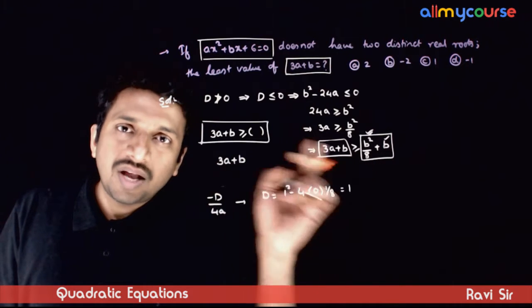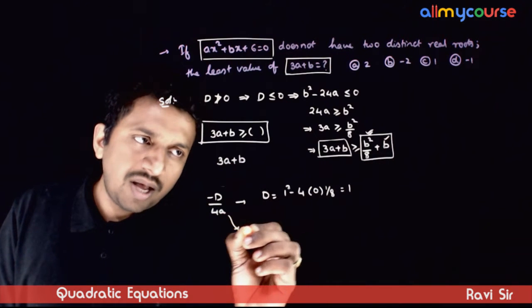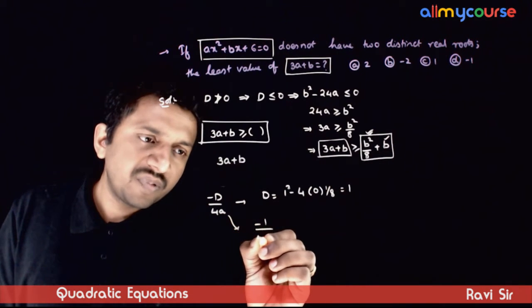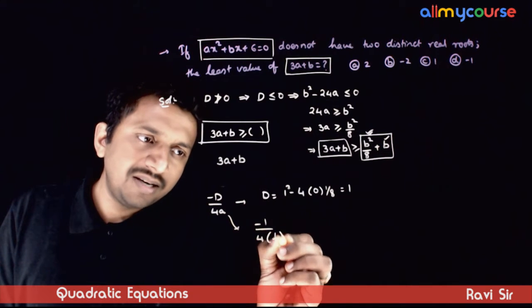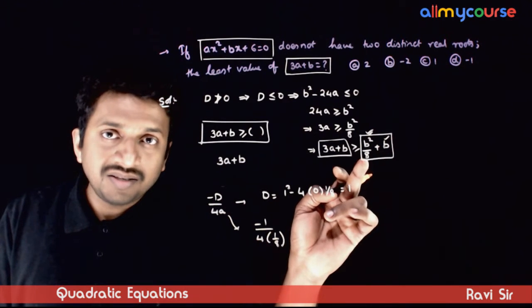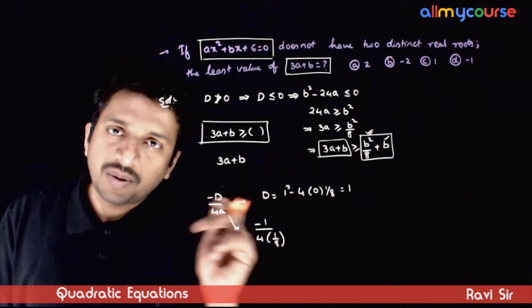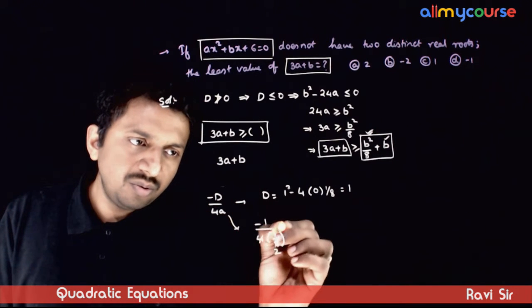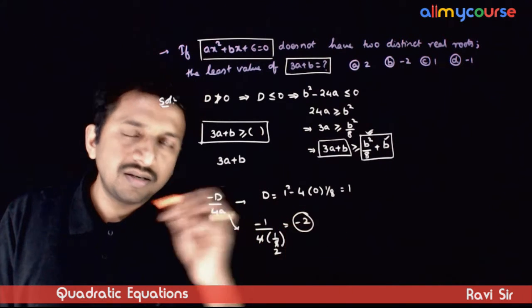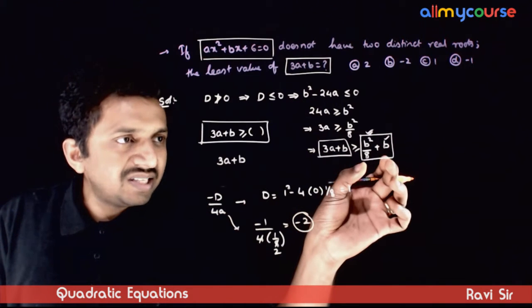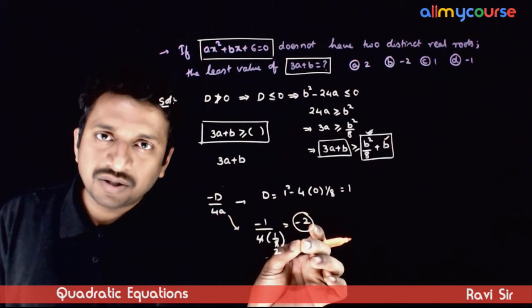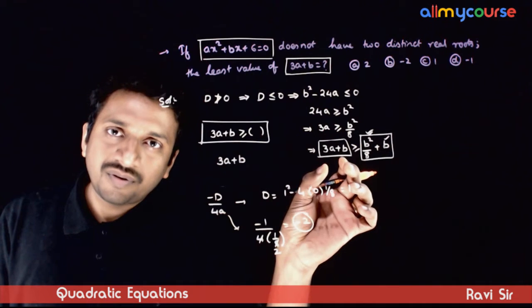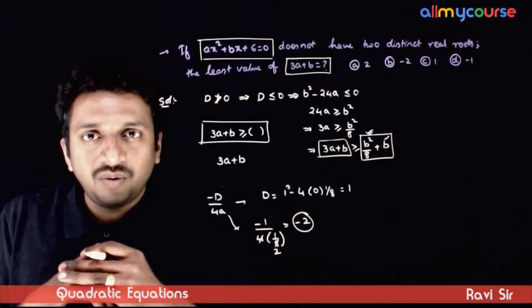So what is the least value of this? The least value is minus of 1 divided by 4 times 1 by 8, because the coefficient of b square is 1 by 8. So this becomes 1 by 2, that is equal to minus 2. So the least value of this is minus 2. Hence the least value of 3a plus b is also equal to minus 2.